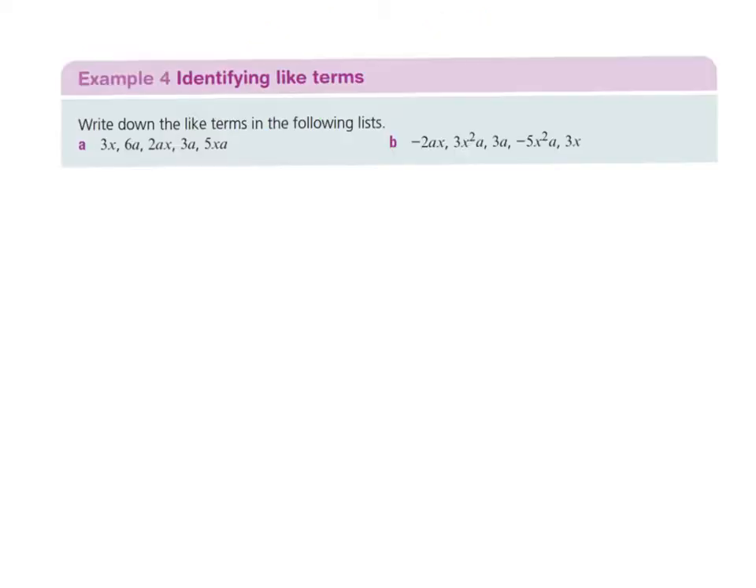All right, so let's have a look at these examples. It says, write down the like terms in the following list. So in this list, is there a like term with 3x? No. What about 6a? Yeah. So we have 6a, what's its like term? Excellent. And what about, is there one with 2ax?